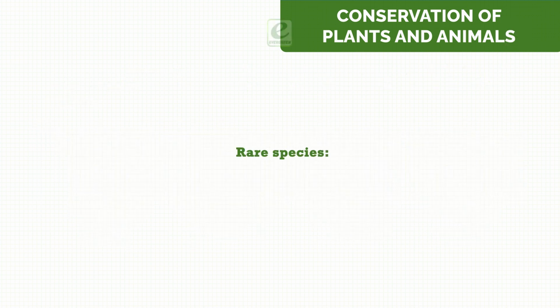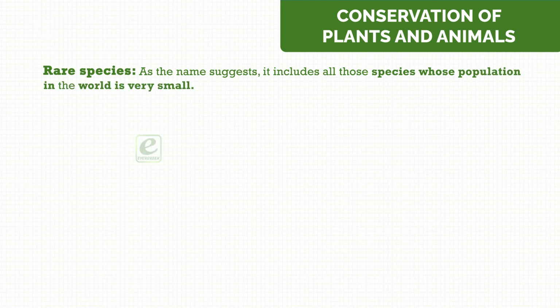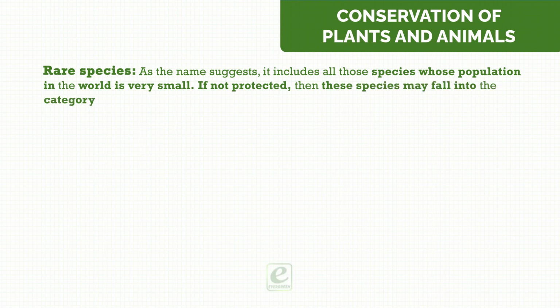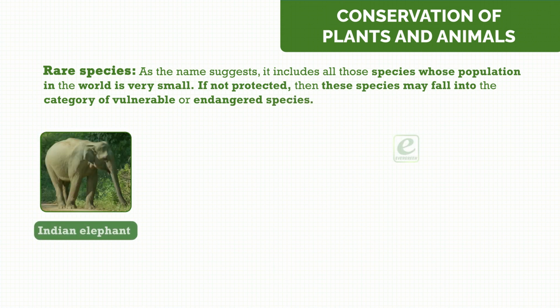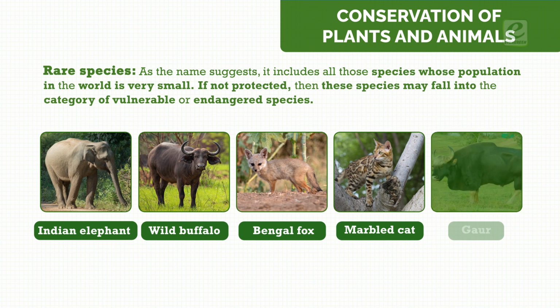Rare species. As the name suggests, it includes all those species whose population in the world is very small. If not protected, then these species may fall into the category of vulnerable or endangered species. Example, Indian elephant, wild buffalo, Bengal fox, marbled cat, and gaur belong to rare species.